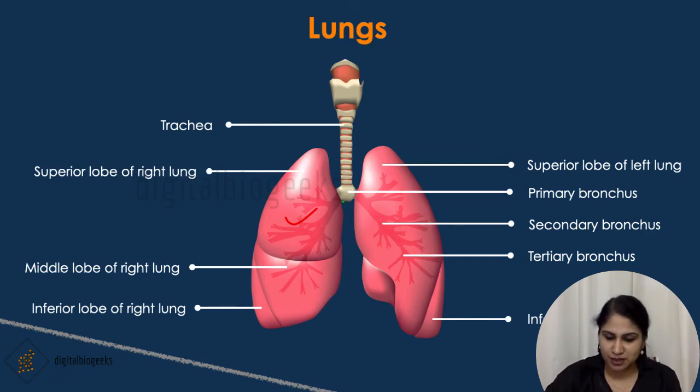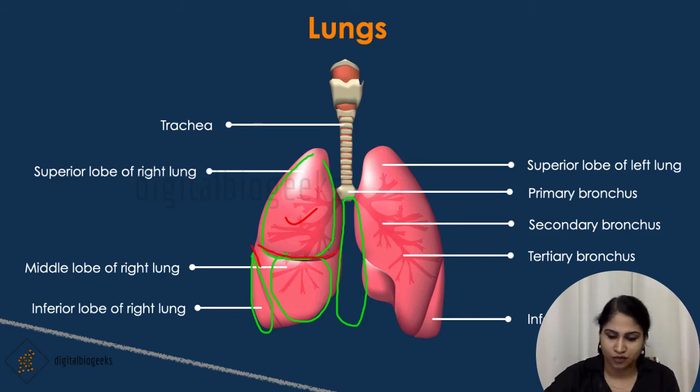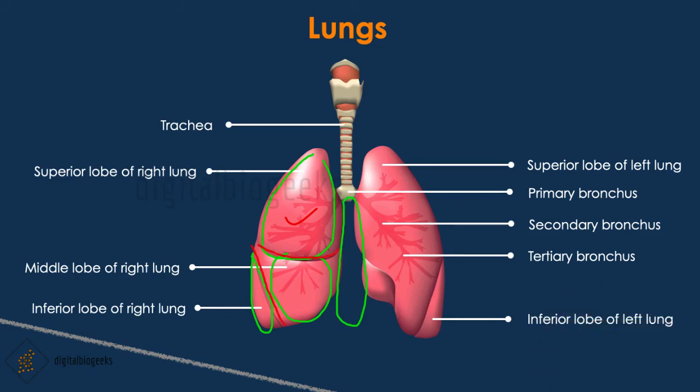The place between the two lungs is the mediastinum, in which are situated the heart, thymus, and portions of the esophagus and trachea. The right lung is divided into superior lobe, middle lobe, and inferior lobe by two fissures. One is horizontal and one is oblique. And the left lung is divided into superior lobe and inferior lobe. Both these lungs sit on their base on the internal skeletal muscle known as the diaphragm.